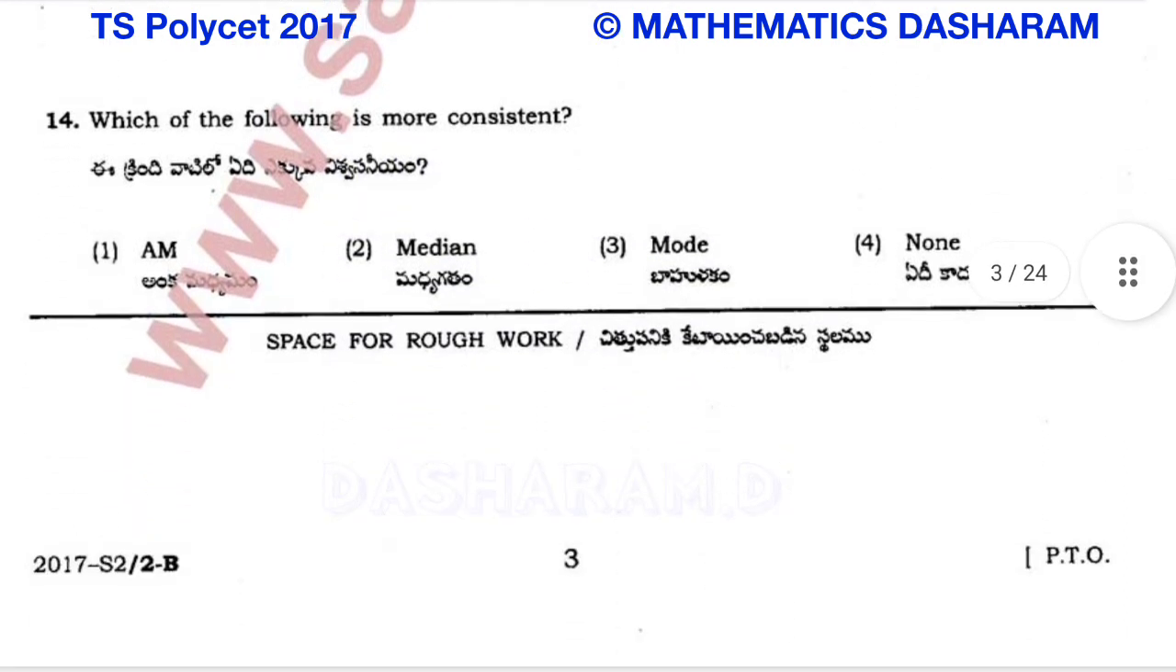Next, the 14th question. Which of the following is more consistent? The arithmetic mean is more consistent than the median and mode, because while finding the arithmetic mean we consider all observations together. That is why it is more consistent.